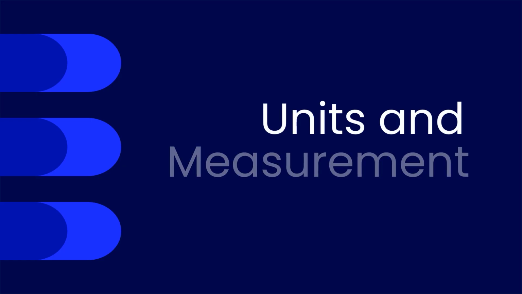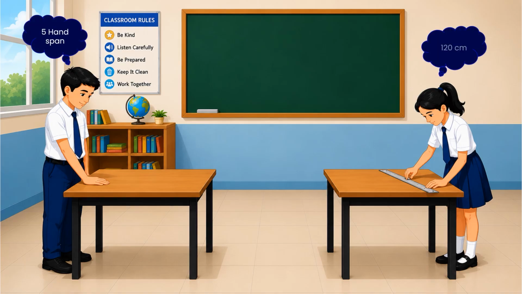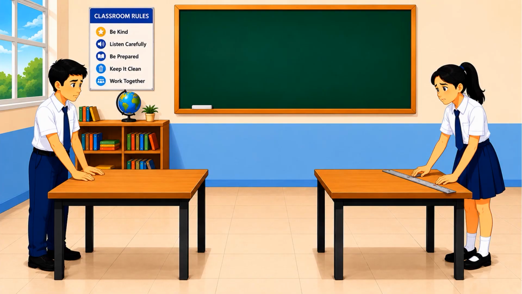Have you ever wondered how we measure things so accurately? So in this video, let's understand units and measurement in a simple way. Imagine two people measuring the same table using different methods. One person uses hand spans while another uses a ruler. Both get different answers. This creates confusion.